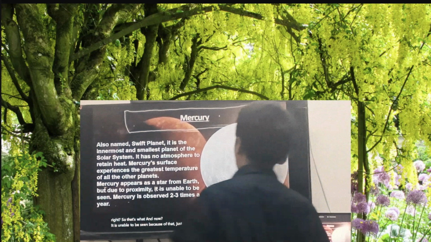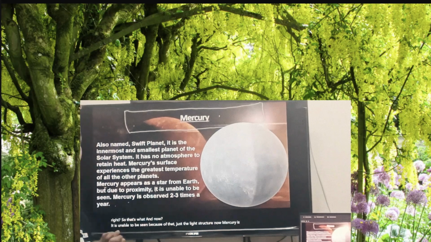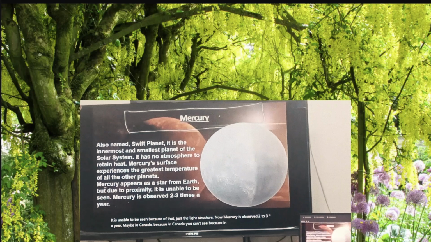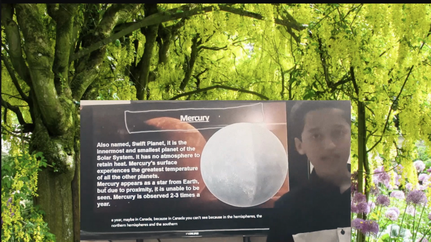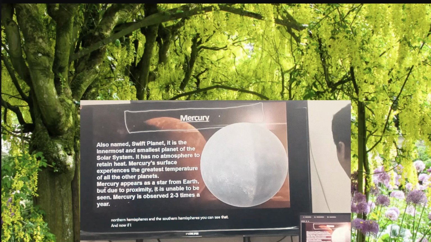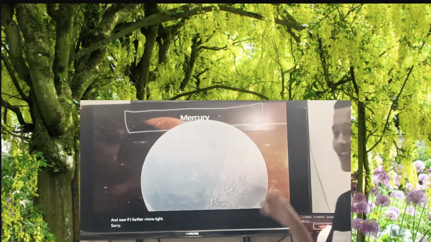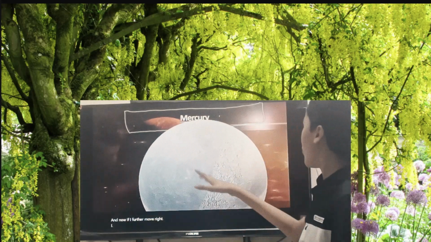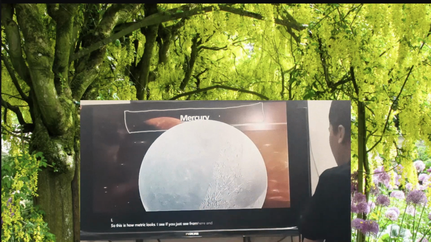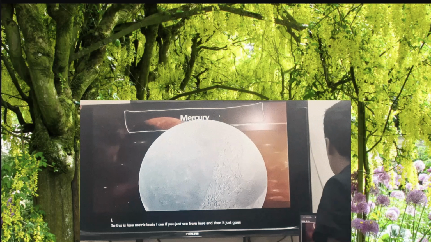Now Mercury is observed two to three times a year, maybe in Canada, because in the northern hemisphere and the southern hemisphere, you can see that. And now if I further move, so this is how Mercury looks. See, if you just see from here and then it goes further, then you will finally see this.